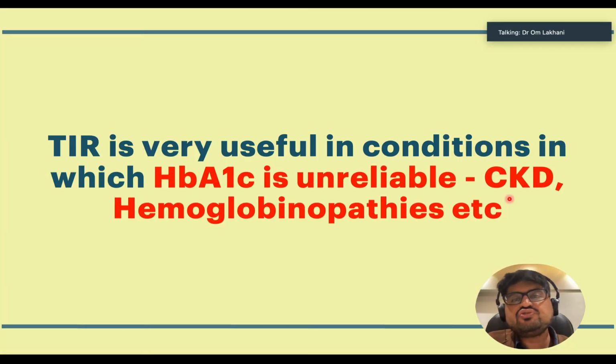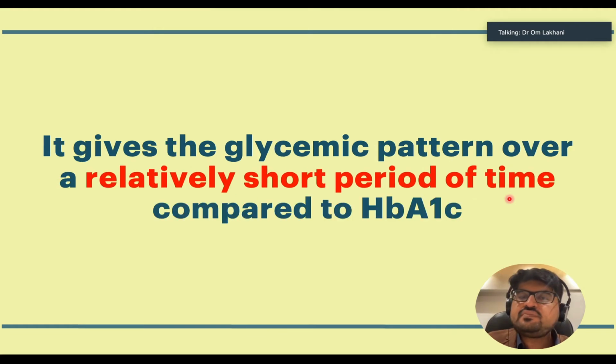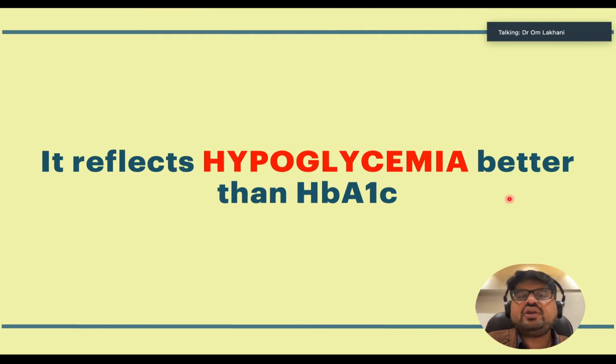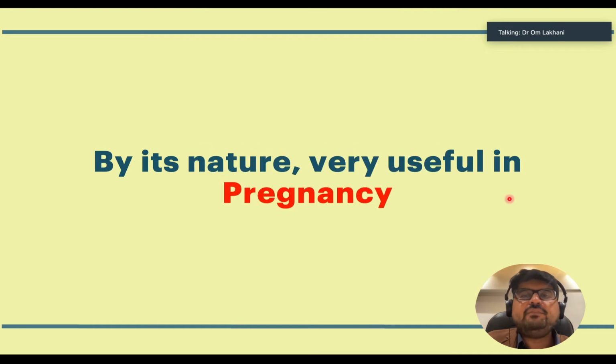Time in range is very useful in patients where HbA1c is unreliable, for example, patients with CKD or hemoglobinopathies and so on and so forth. It's very useful when you want to see a glycemic pattern for a relatively short period of time, like say COVID-19, etc. And it reflects hypoglycemia much better than HbA1c, that is for sure. And by nature, remember, pregnancy is a shorter period of time. So it's very useful in pregnancy because you are dealing with different trimesters, changing scenarios, and hence, these things become very, very useful.